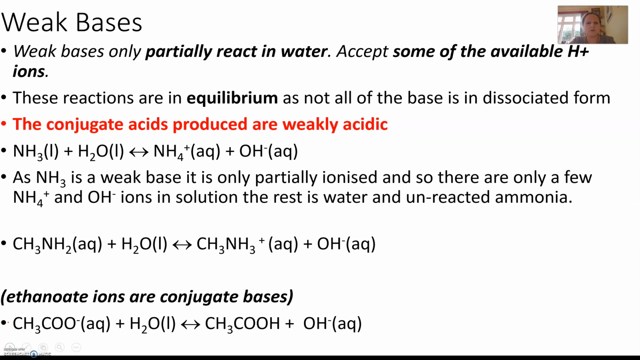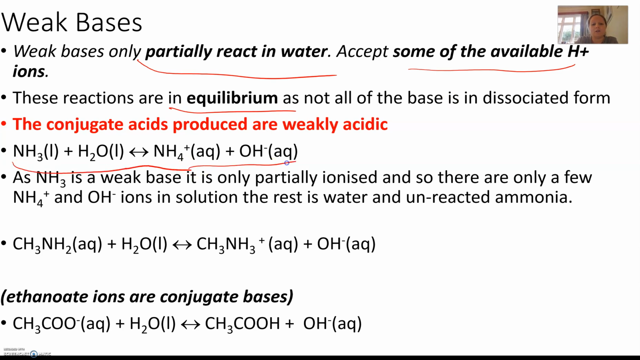So weak bases, we'll spend a little bit longer on these. Weak bases only partially react with water, and they accept some of the available H plus ions. These reactions are in equilibrium. If we look at NH3 reacting with water to form NH4 plus plus OH minus, most of it will remain as NH3, okay? This here is an organic base. This is an amine, so methanamine. It will only partially react with water, accepting some protons, so most of it stays as this, okay?